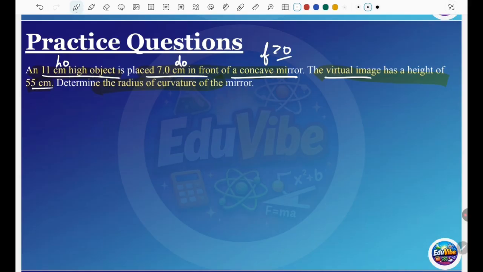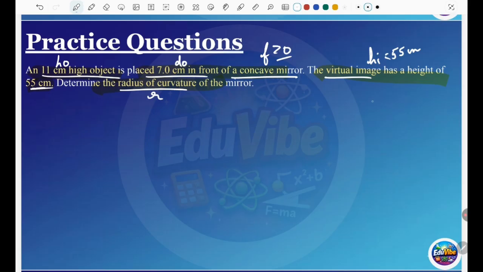Now you have to follow that HI is given, but should it be positive or negative? If there's a concave mirror and you get the virtual image, your HI should be positive. So that HI, which is this one, 55, should be positive. So all things you have here are positive, and you'll find the radius of curvature, which is R.